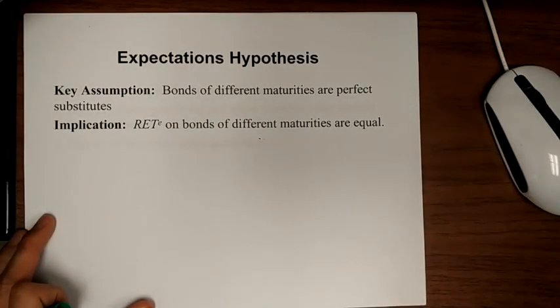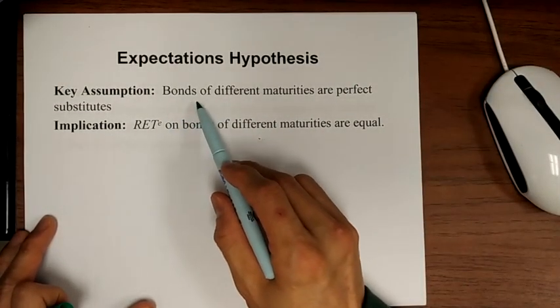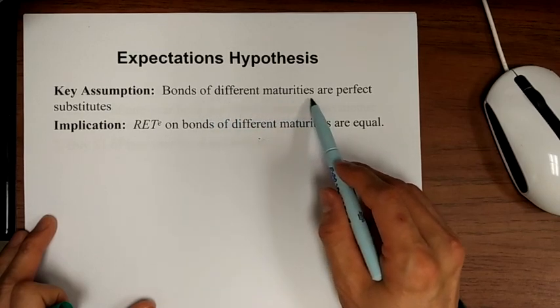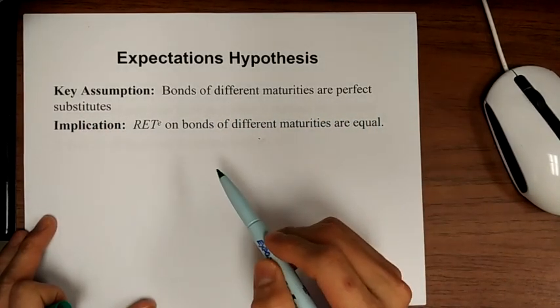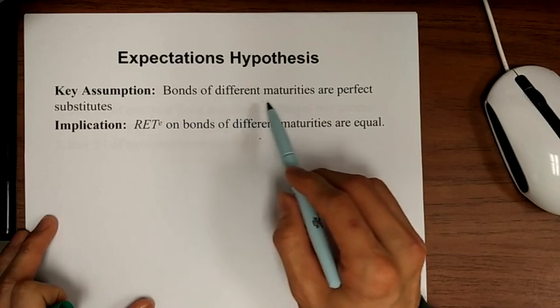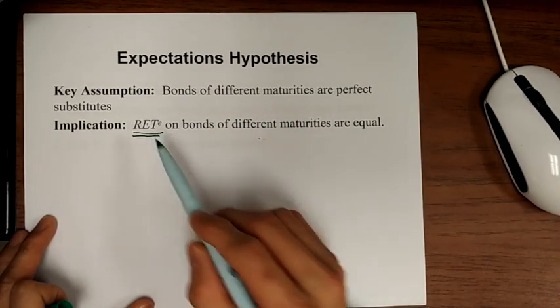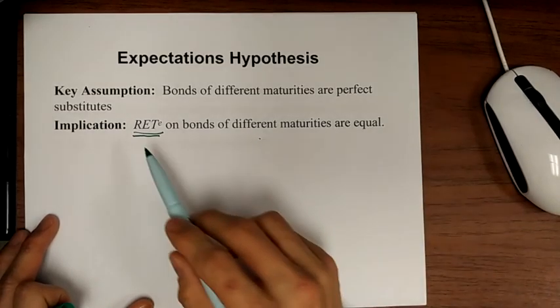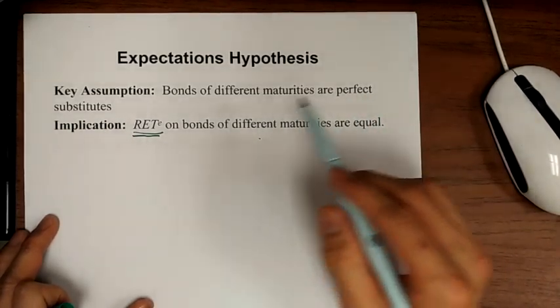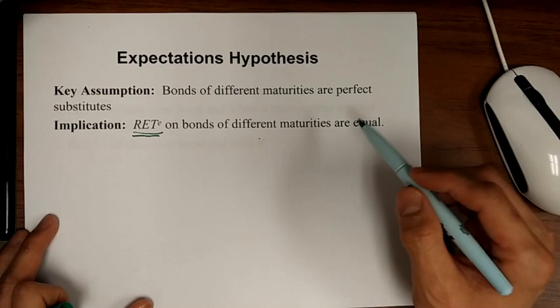Therefore, bonds of different maturities are perfect substitutes if these bonds give you exactly the same expected return. Then these bonds will be called perfect substitutes to you.